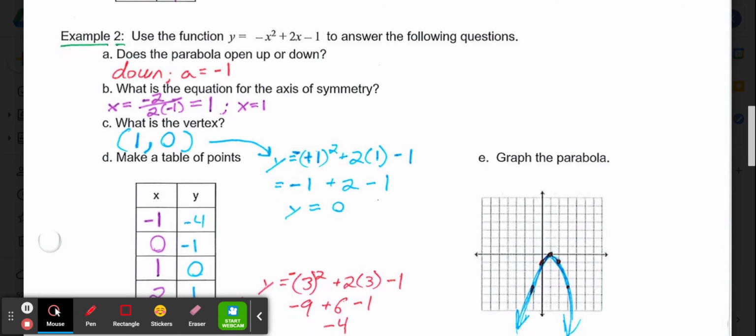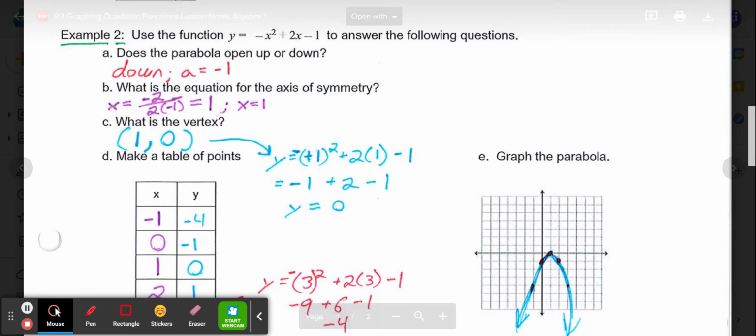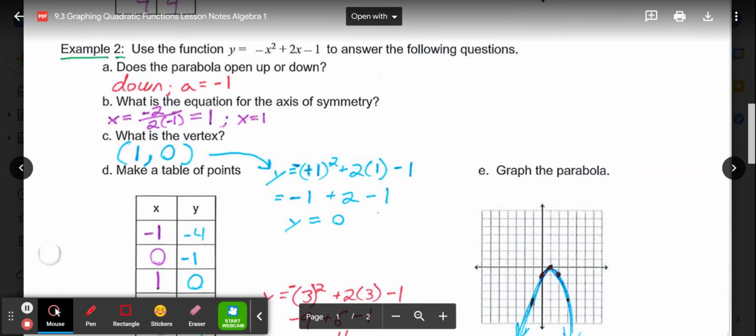So another example, example 2, use the function y equals the opposite of x squared plus 2x minus 1. So first, does it open down or up? What's in front of the x squared is a negative 1, so that means a is a negative 1. If a is negative, it opens down.